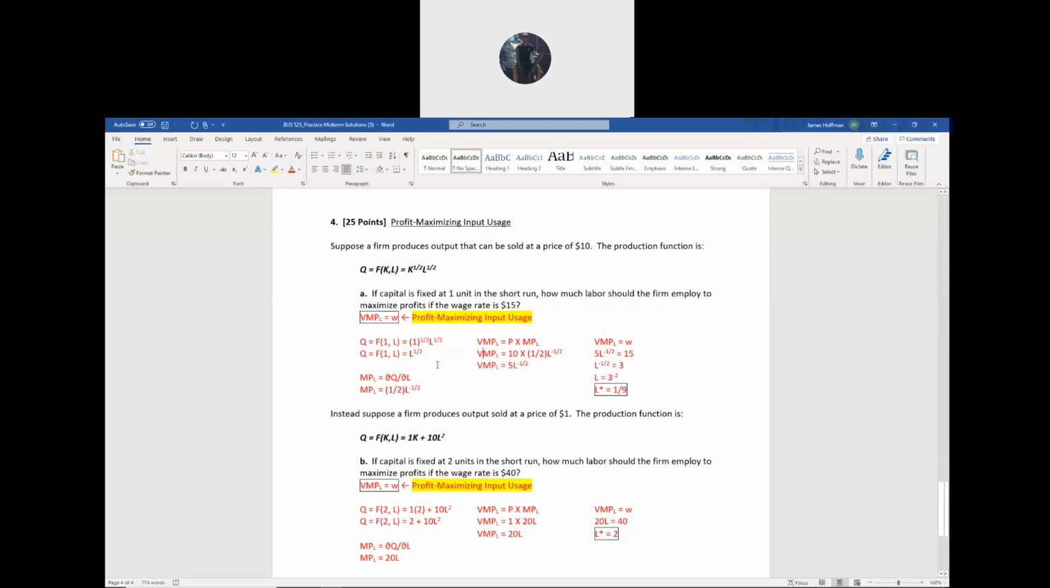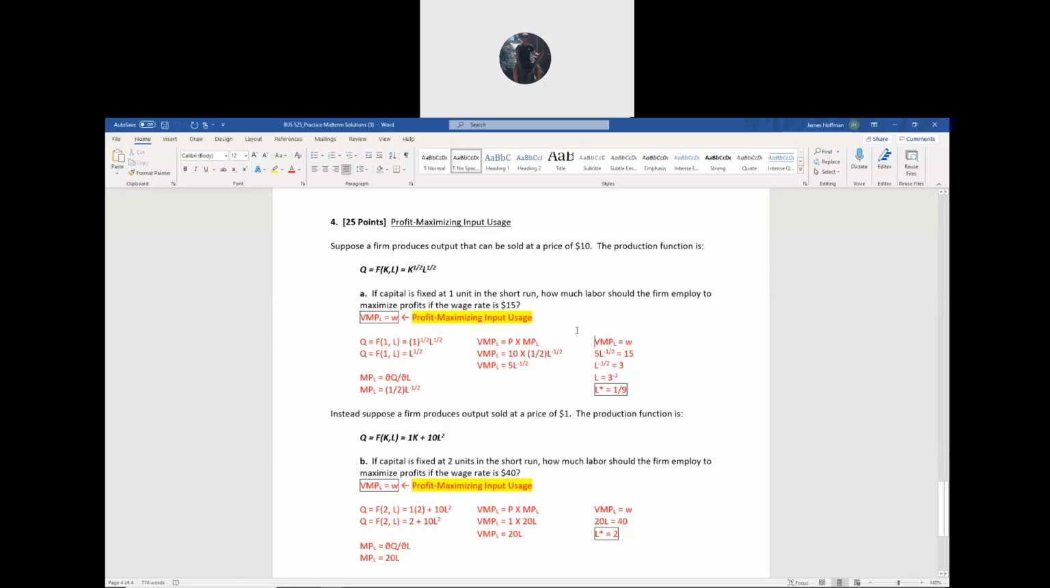Now the value marginal product is the MPL times the price. So the price is $10, that was given, and we just calculated the MPL, which is 1/2 L to the minus 1/2. So 10 times 1/2 L to the minus 1/2 simplifies to 1/2 of 10, which is 5L to the negative 1/2. Okay, and we want to find the point in which this equals that, so when the VMPL equals the wage rate.